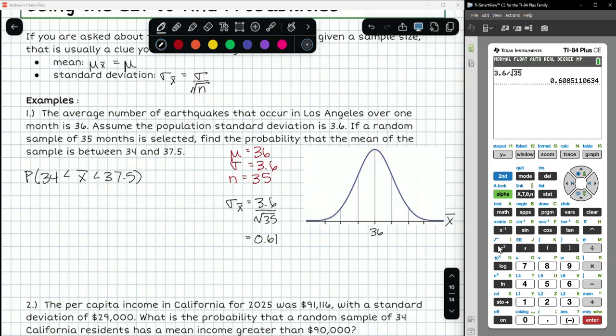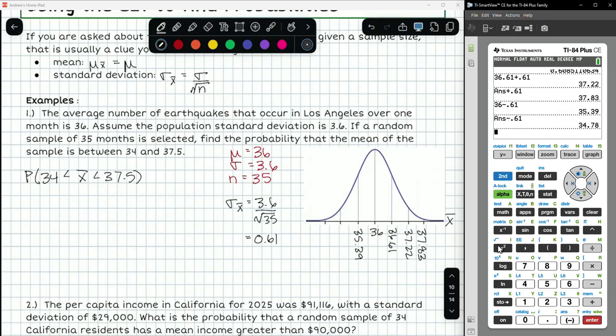And so I'm going to label my picture over here. So we're going to get 36.61, and then 36.61 plus 0.61 is going to give me 37.22 and 37.83. And then I'm going to do the same thing in the other direction. So 36 minus 0.61 gives 35.39, then 34.78 and 34.17.